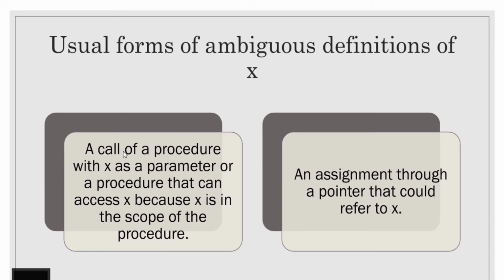If the procedure is not called, a value for X will not be assigned. So that comes under ambiguous definition of X. Another one is an assignment through a pointer that could refer to X, for example, an assignment like *q = y. So this is a definition of X.